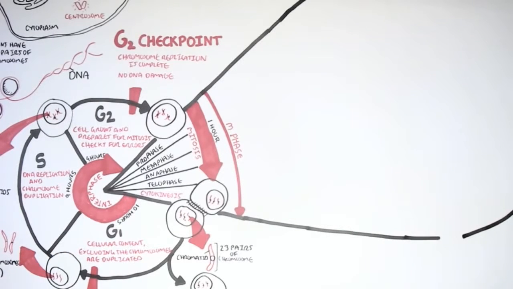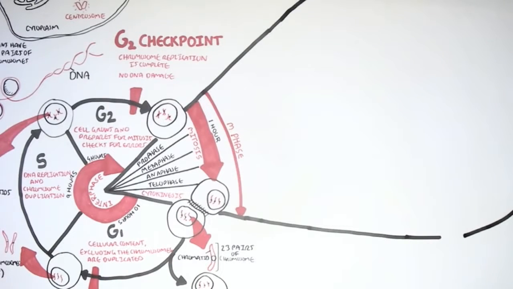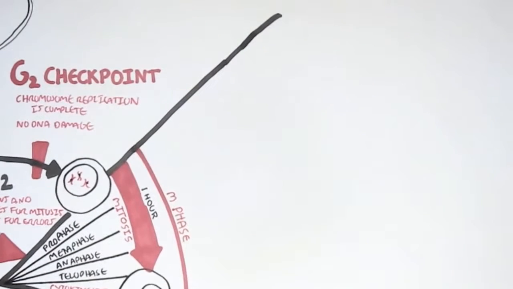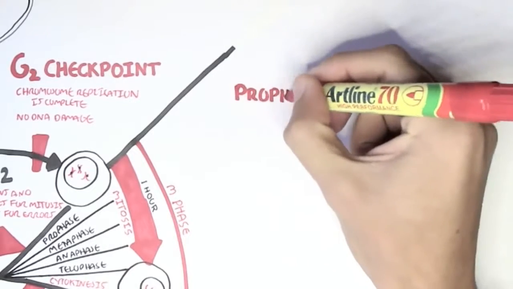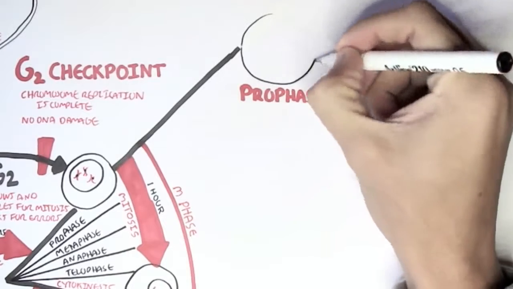Just recapping, the cell cycle consists of two main phases, the interphase and the M phase. Mitosis occurs within the M phase, and mitosis is the process where a cell will divide to produce two daughter cells. The first phase of mitosis is prophase.